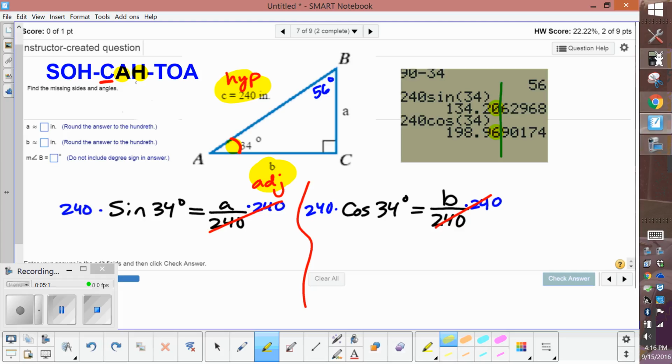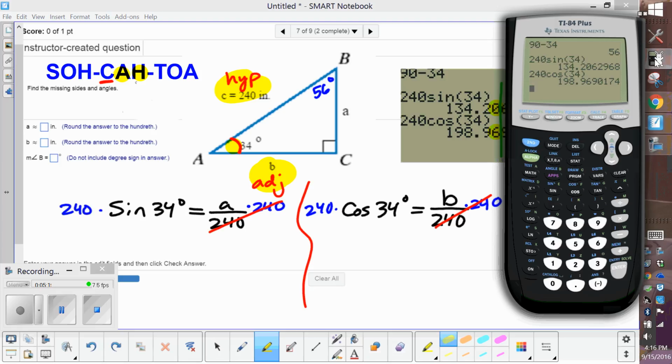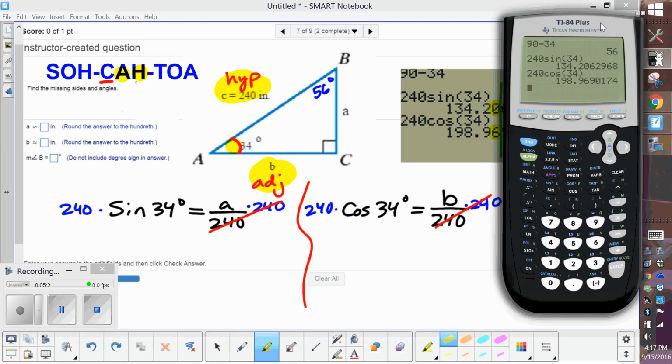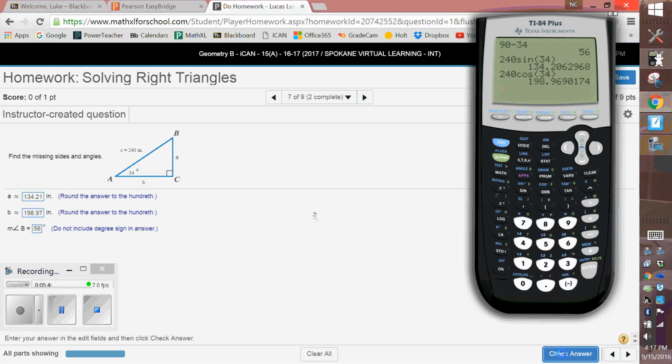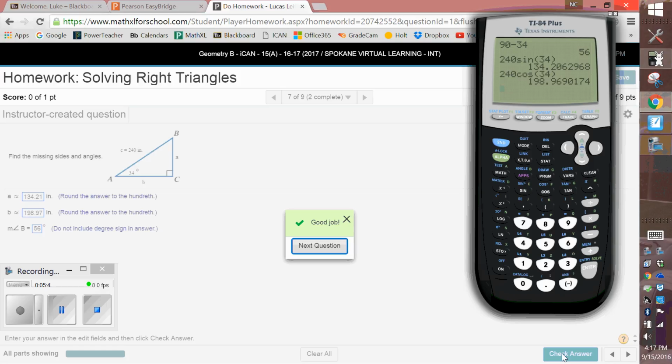198.97. So I'll get my calculator up here. I'm going to go back to my main screen, maybe. And you can see over here that I've typed in these answers: 134.21, 198.97, and 56 degrees. And we'll come down here and check our answer. And it looks great, and the problem's done.